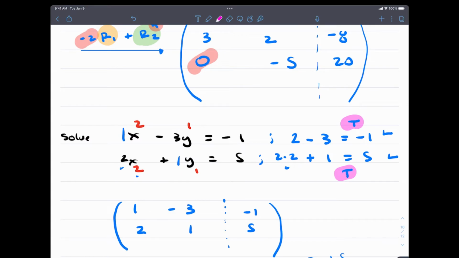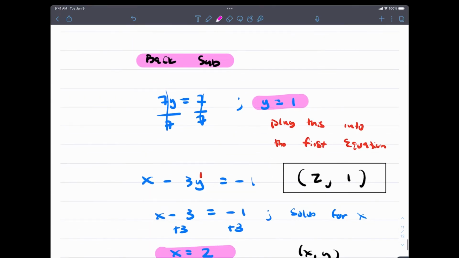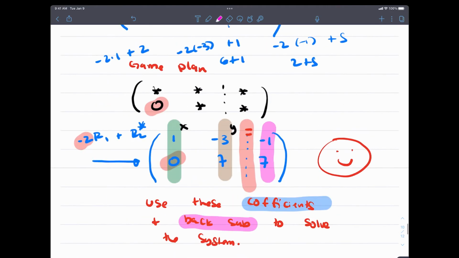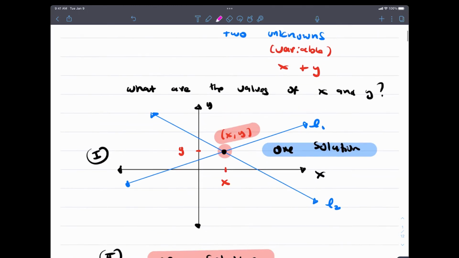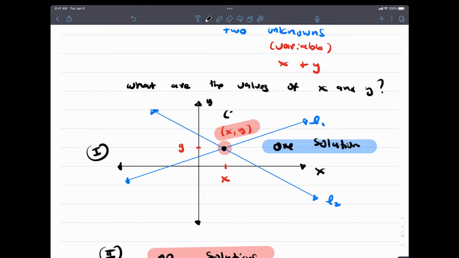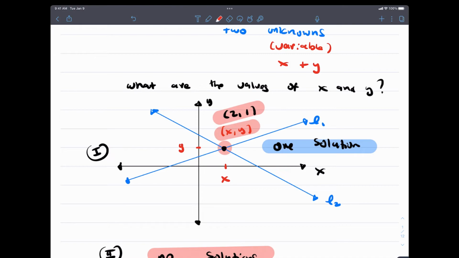So, ladies and gentlemen, this is what we mean by the values of x being 2 and y being 1 as a solution. It also corresponds to, if I go all the way back here, what I started the lecture with. This is the point of intersection. These lines intersect at a single solution at 2, 1. There you go. That's what we're saying.